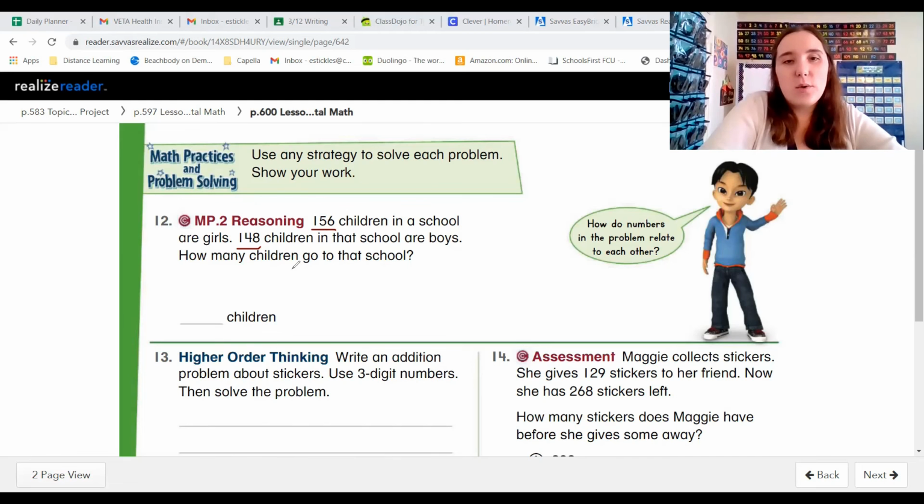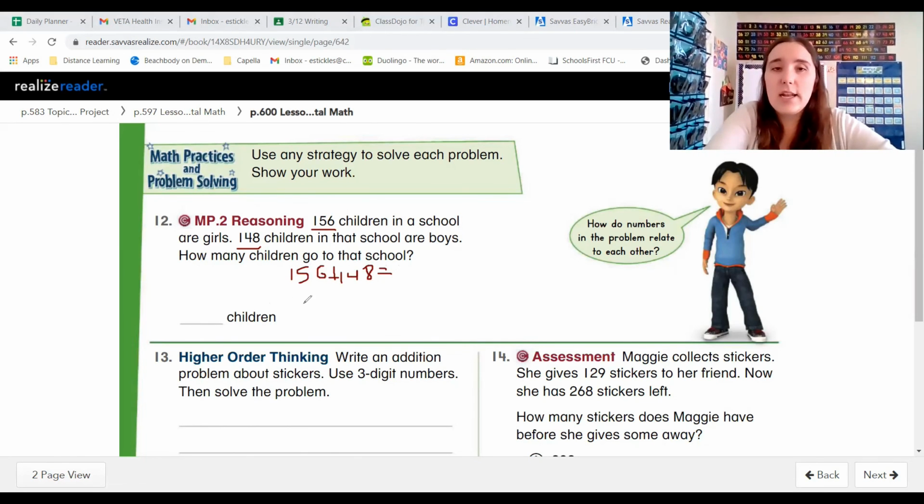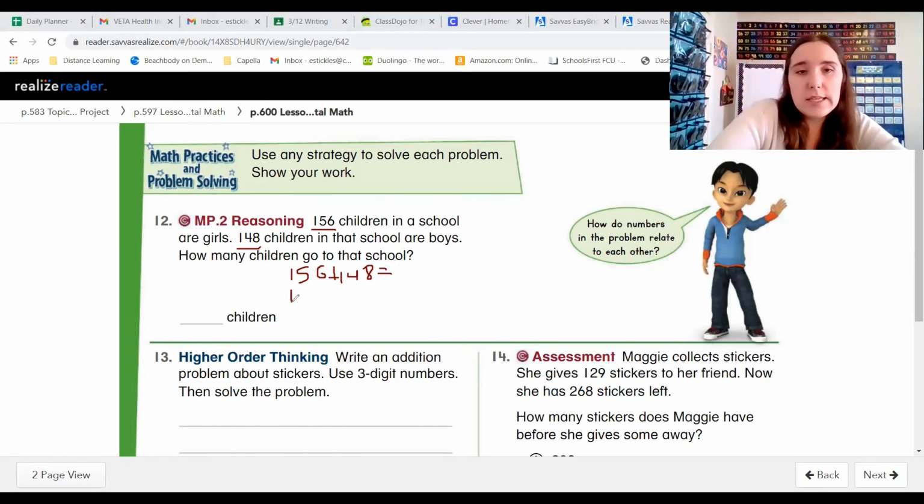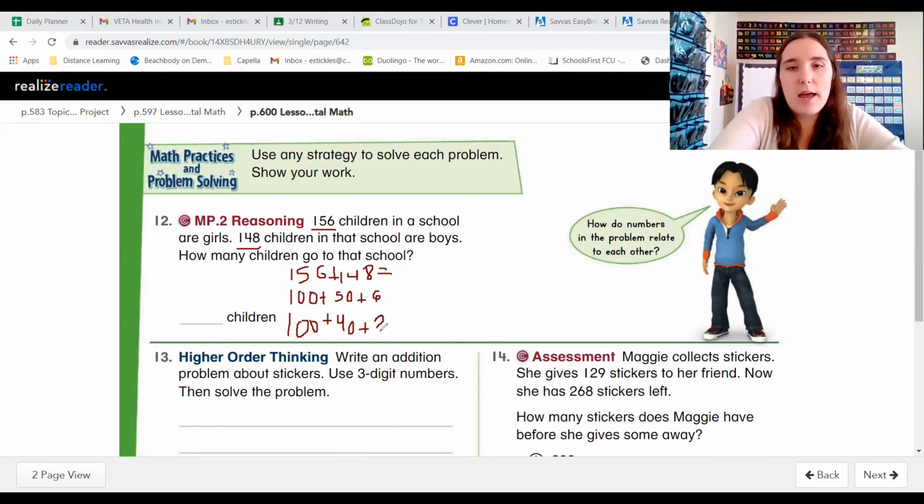Okay, let's do it. So the problem is 156 plus 148. Now, I don't think that either of these numbers is super close to an easy number like 200 or 300. So instead, I'm going to break them apart. 156 is the same as 100 plus 50 plus 6 ones. And then 148 is the same as 100 plus 40 plus 8 ones. Now I'm going to add it up.